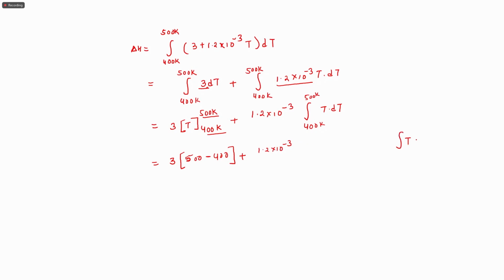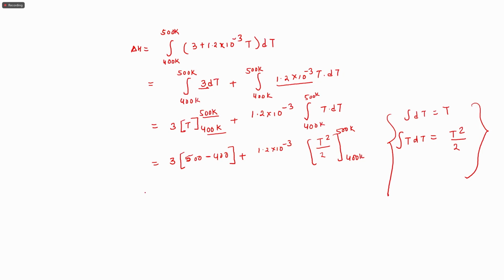We know that integral of t is t square by 2. If we put it over here, then what we will get? t square by 2, 400 Kelvin. Integral of dt is equal to t. Now what we will get? 500 minus 400 is 100. So multiplying it with 3, we will get 300 plus 1.2 into 10 to the power minus 3.